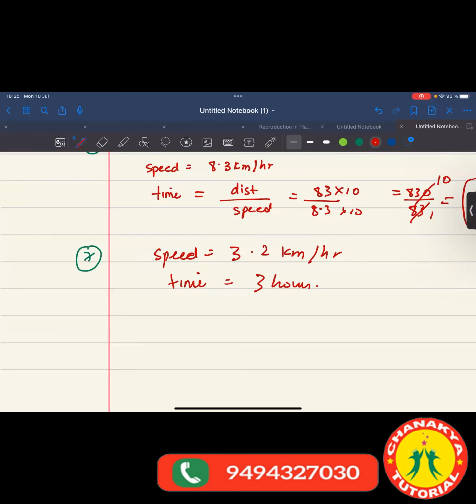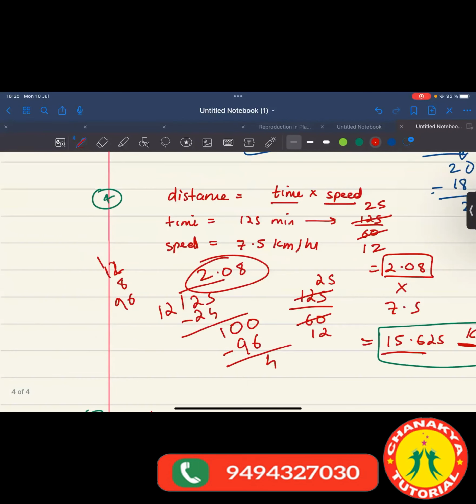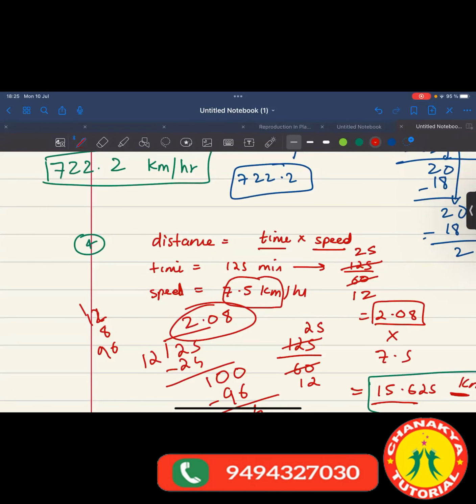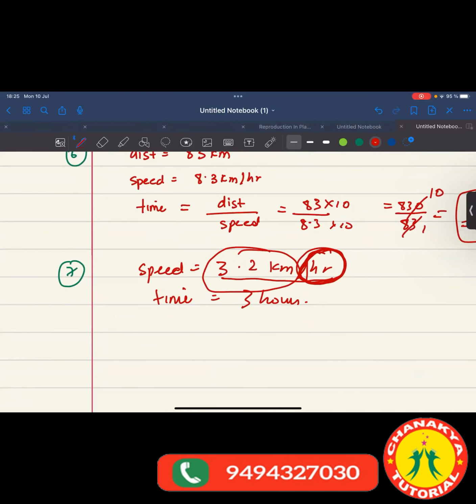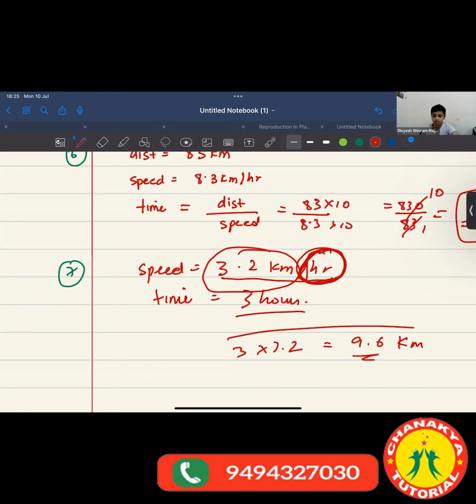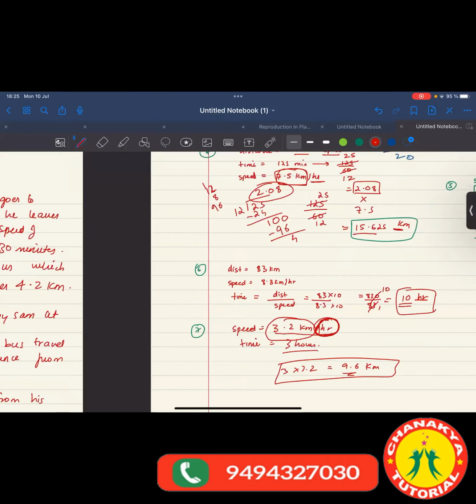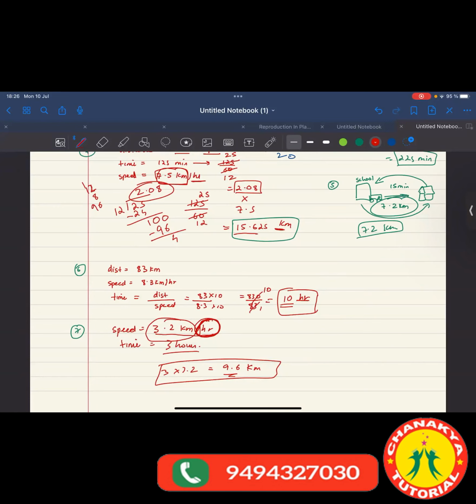Look carefully. 3.2 kilometer per hour means in just 1 hour, Yukta is covering 3.2 kilometers. Same thing applies everywhere. 7.5 kilometer per hour means in 1 hour, 7.5 kilometers he's covering. So here in 1 hour, 3.2, means in 3 hours, how much? 3 into 3.2? Ma'am, it's 9.6. 9.6 will be the answer. What will the unit be? 9.6 kilometers, because you're finding the distance. Clear? Yes, ma'am.